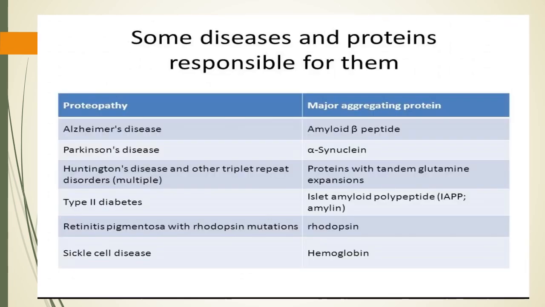Some diseases and the proteins responsible for them. Alzheimer's disease, where the protein responsible is amyloid beta peptide. Type 2 diabetes, where the protein responsible is islet amyloid polypeptide. Sickle cell disease, where the protein responsible is hemoglobin.